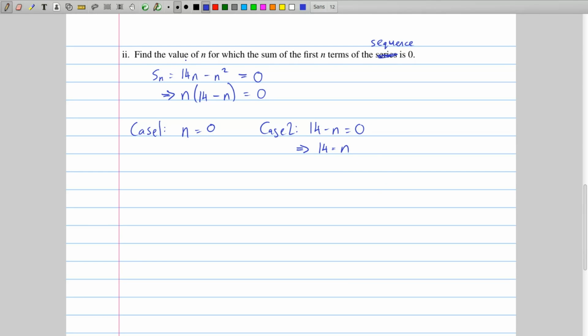Now, it's only asking for one value. It's not values, it's value. So we need to eliminate one of these. To be able to eliminate one of these, you need to either just remember the way sequences work, or you can go back to the beginning of the question where they tell you that n is a natural number, which means that it has to be a positive whole number. So one of these is not a positive whole number, and it is the 0. It's not positive, it's 0, so this is invalid. And so the correct answer can only be n is 14.